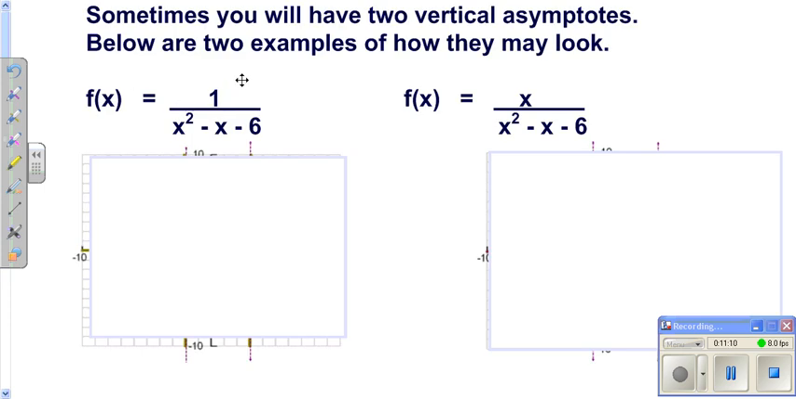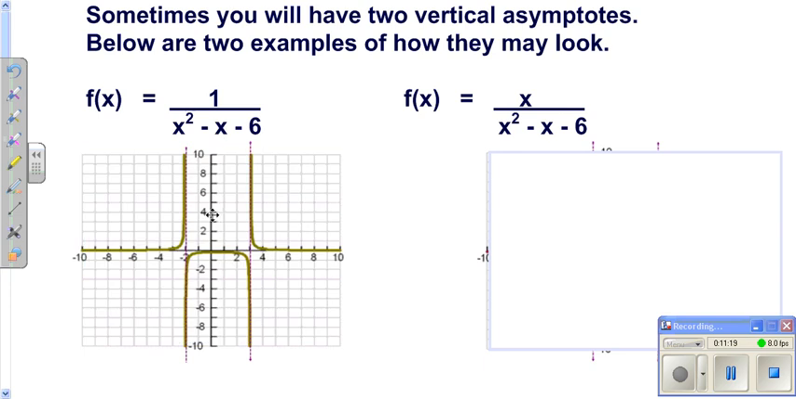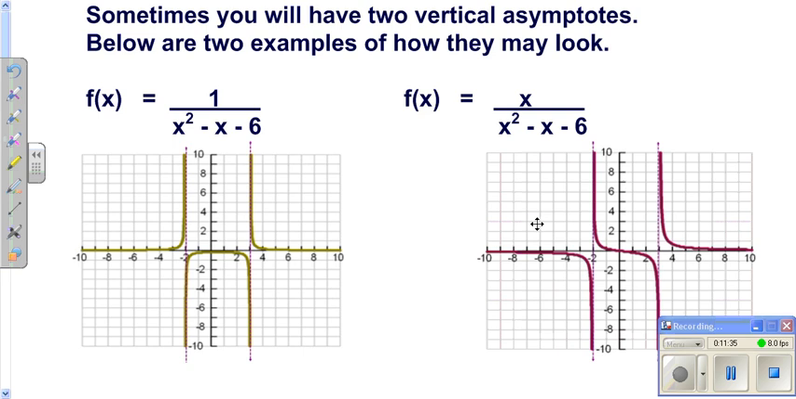Now, there are times you can have more than one vertical asymptote. In this one here, if you would factor the bottom, you would get an x minus 3 and an x plus 2. You would have two things in the bottom that would be 0, so you'd have two vertical asymptotes here. Sometimes, like in this case, it goes down in between your two vertical asymptotes. Taking a look at this one over here, it's still going to have the same vertical asymptotes, but it's going to look different.